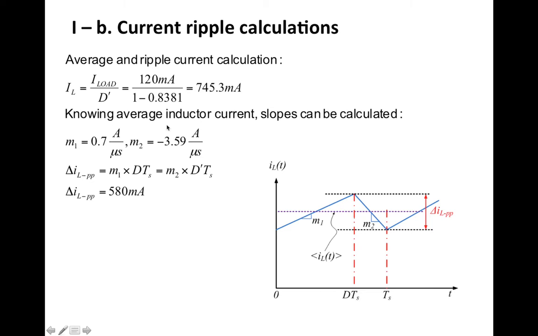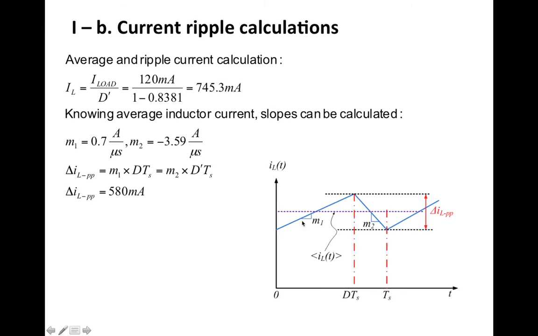So knowing the average inductor current, we can calculate the slopes. Just plugging numbers into the equations that I showed you earlier in the previous slide, M1 turns out to be 0.7 ampere per microsecond, and M2, the downslope, is minus 3.6 amperes per microsecond.